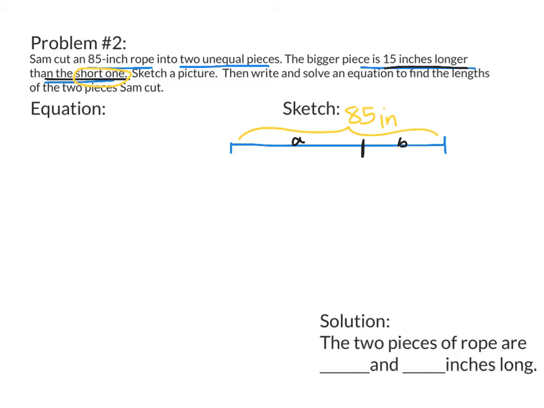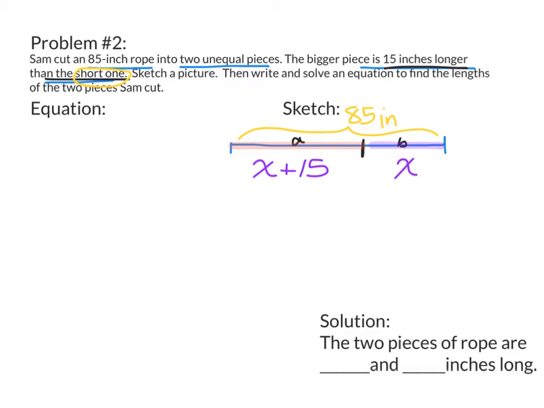So if I call our short rope X, then our long one is 15 inches longer than that. So this one would have to be X plus 15. Okay, see how that works there? We now have 2 pieces of rope. This one is X plus 15, and this one is just X. And if we put them together, it would add back up to 85.